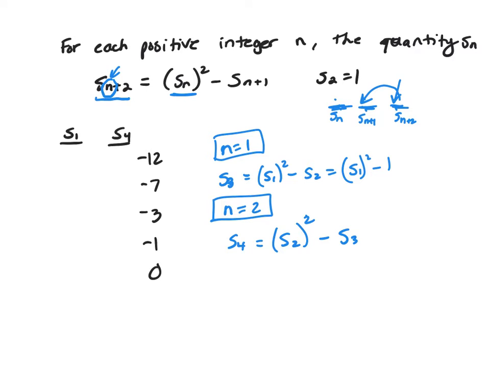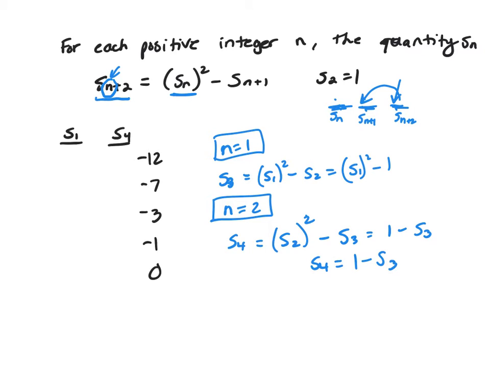But we know that S sub 2 is 1, and you square it and you get 1, and then you still got your S sub 3. So S sub 4 is 1 minus S sub 3. S sub 4 is 1 minus S sub 3.